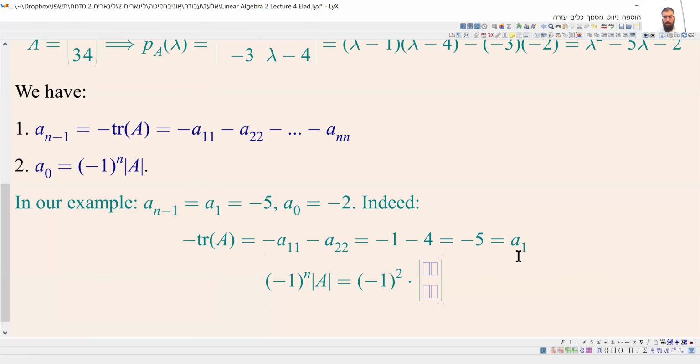It is actually the power of x minus lambda in the characteristic polynomial. We will give an example just now.